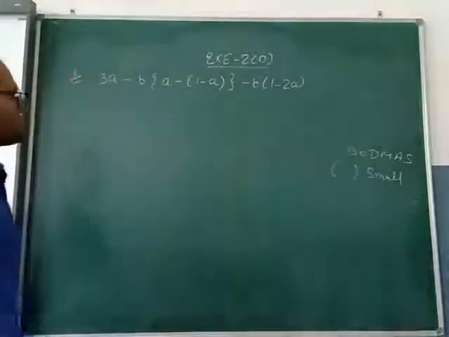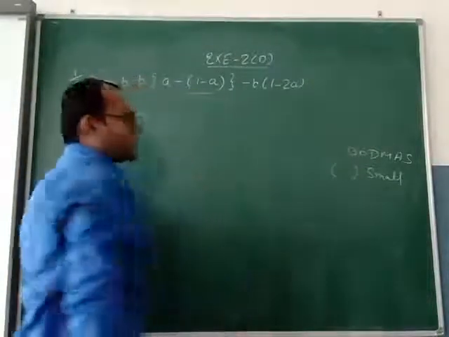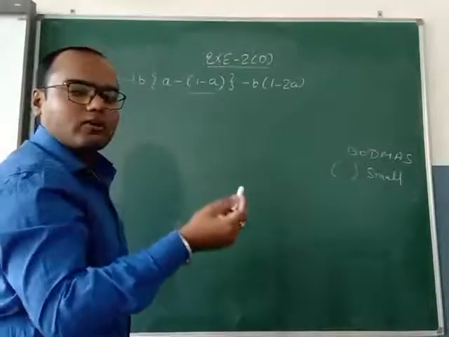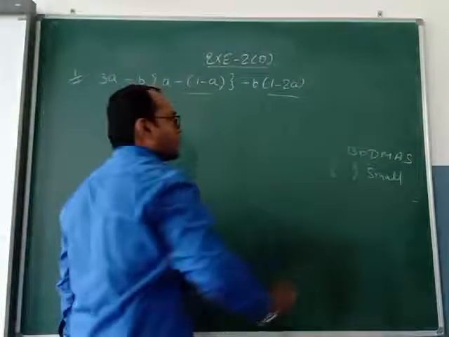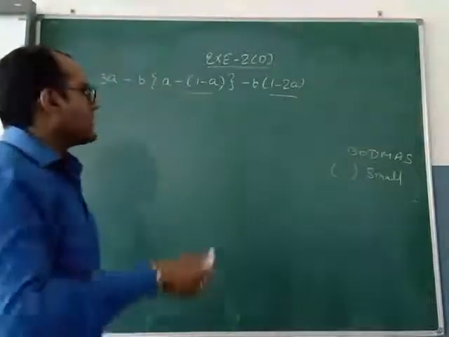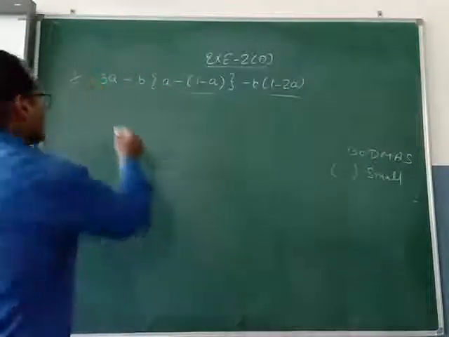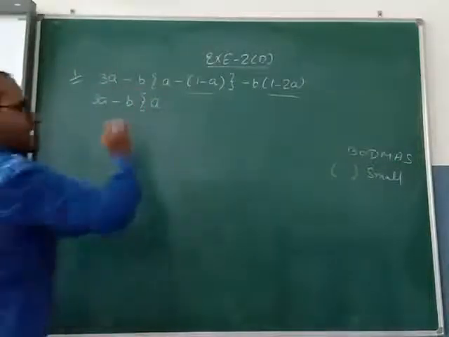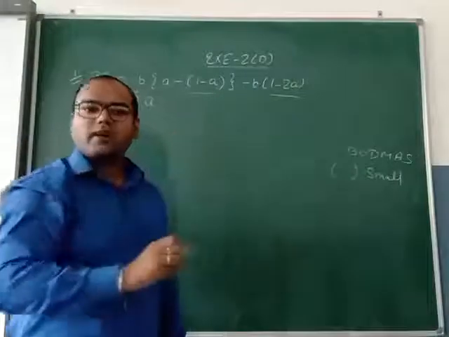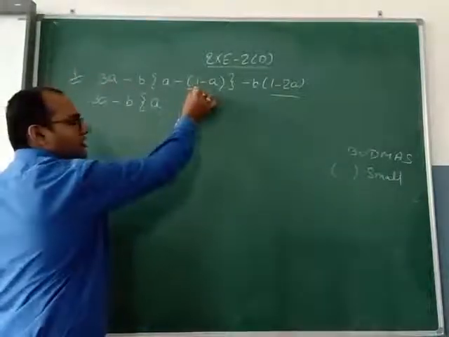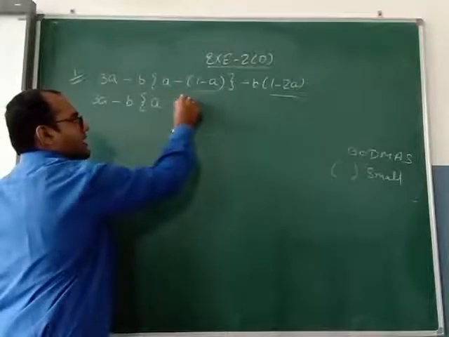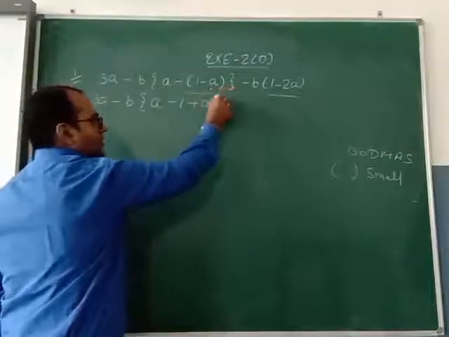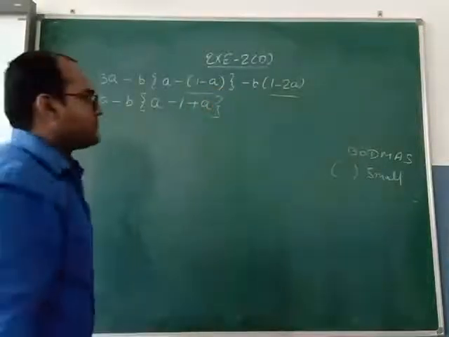Inside the small bracket, 1 minus a, both are unlike terms, 1 and a, so we will not be able to solve. Here also both are unlike terms. So we will remove the bracket. 3a as it is, minus b { a, till a we will write as it is. Now to remove this small bracket we will change the sign: minus plus minus 1, minus minus plus a. The bracket is removed. This curly bracket we write as it is.